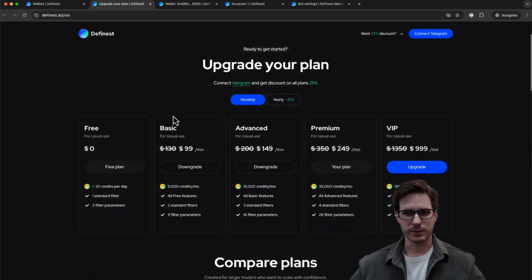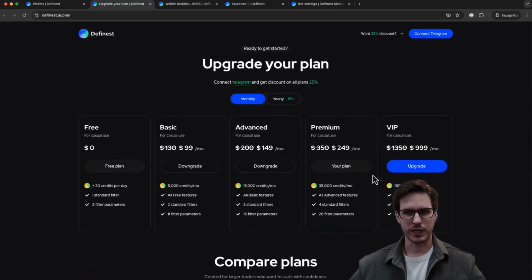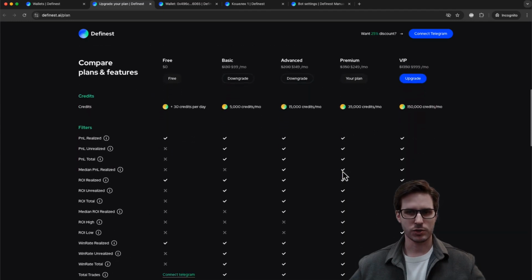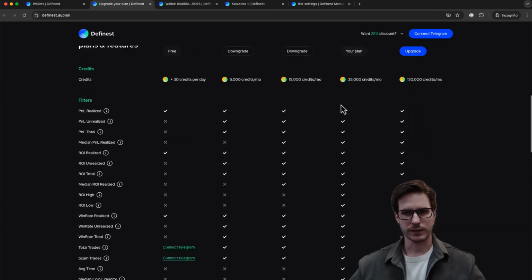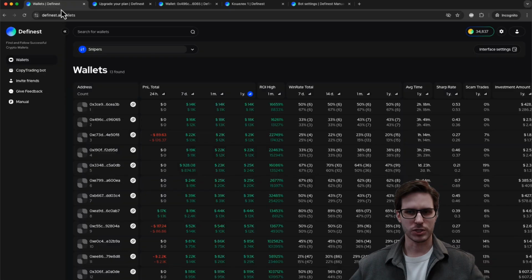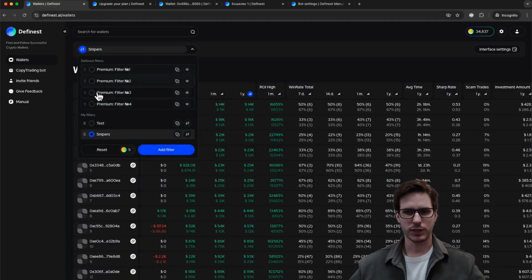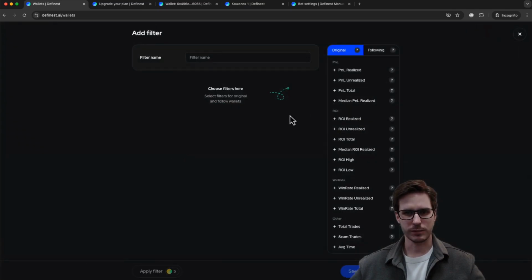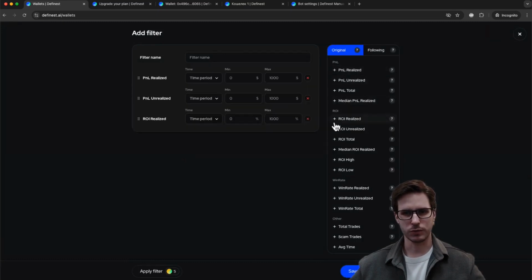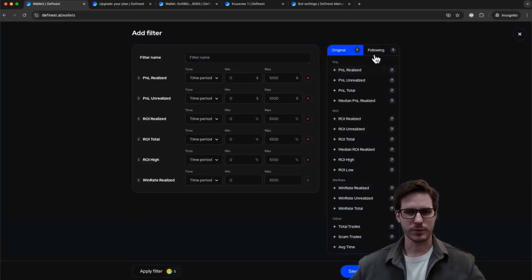Which tariff to choose? It is best to choose the premium tariff since all possible filters are available with it. With these, you won't need to create your own filters. You can use the ready-made ones from the platform. However, I still recommend making your own filters, as not everything is covered here, and many wallets might slip through. In the process, you will understand it yourself.